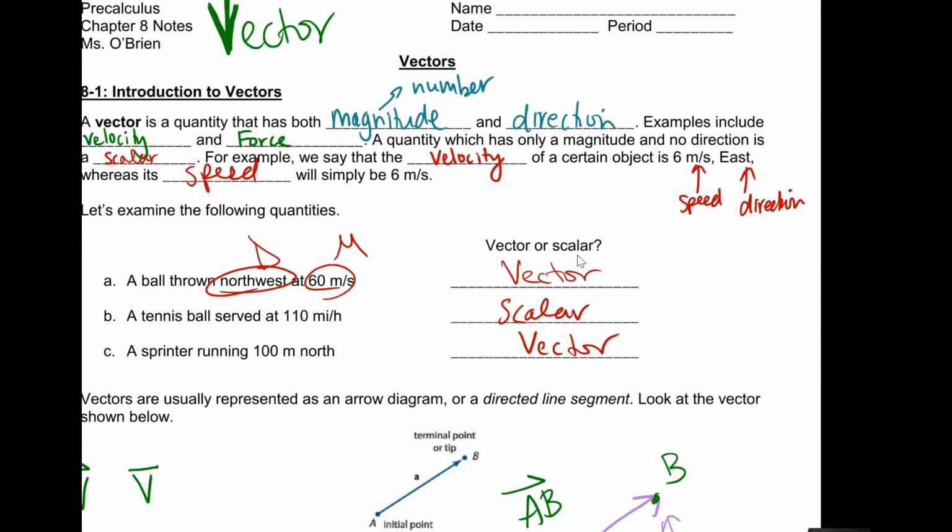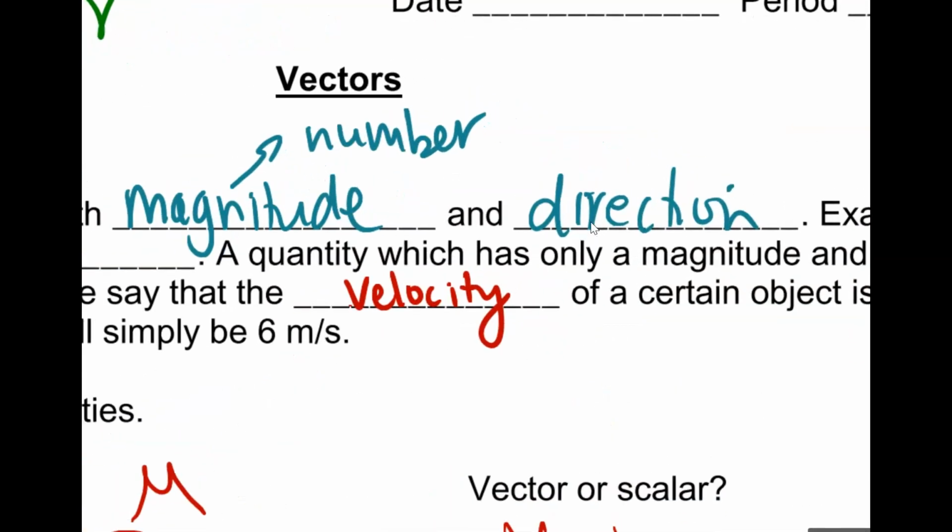So we're going to start talking about vectors. A lot of this is definitions, all right? So for instance, a vector is a quantity that has both magnitude, which is a number, and direction. So magnitude means number, and direction, okay?